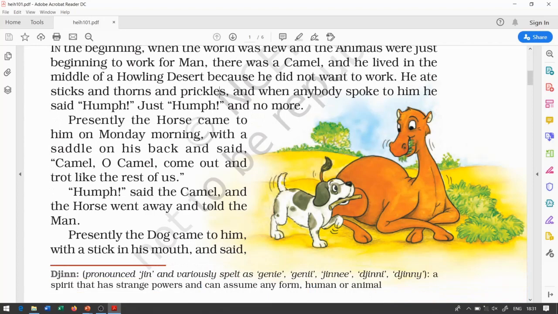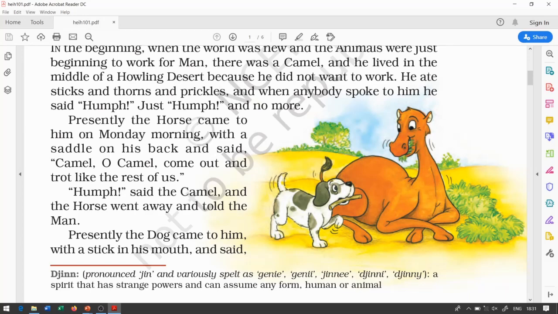Presently the horse came to him on Monday morning with a saddle on his back. What is a saddle of a horse? Try to find out on Google and show me the picture. The first person to show me the picture will get no prize. You won't get any prize, don't worry.